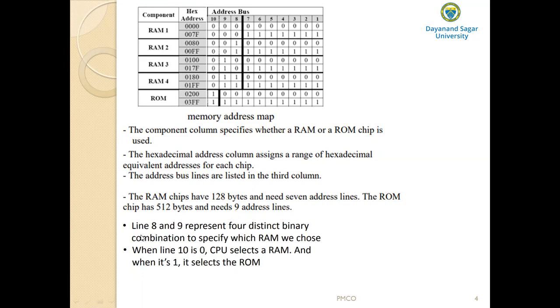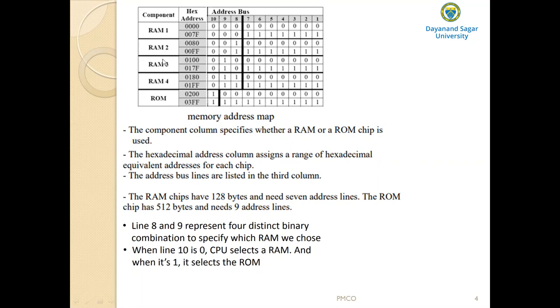So for this, what will we do? In the address lines of the microprocessor, again you will take extra address lines. Address lines 8 and 9 represent 4 distinct binary combinations to specify which RAM we choose. So we'll extend these address lines to 8 and 9. If address lines 8 and 9 are 00, RAM 1 is selected. If 01, then RAM 2 is selected. If 10, RAM 3 is selected. If 11, RAM 4 is selected.